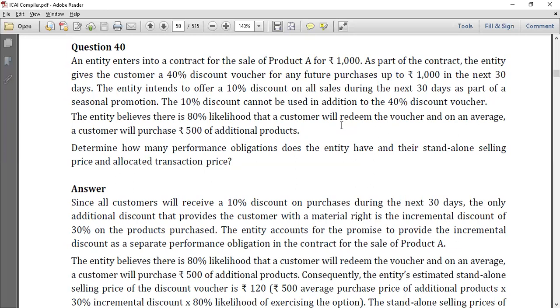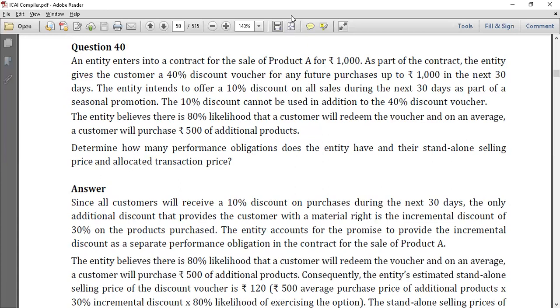The entity believes that there is an 80% likelihood that the customer will redeem the voucher, and on average a customer will purchase 500 rupees of the product. That is an assumption. So how do you calculate: the customer purchases 500 of the product, multiplied by the 80% likelihood, multiplied by the discount of 30%, and you get the discount voucher value, that is 120. You have to recognize 120 with respect to this. Since all the customers will receive a 10% discount in the next 30 days, the only additional discount is 30%. That is the incremental discount.